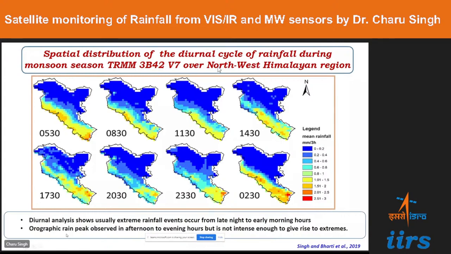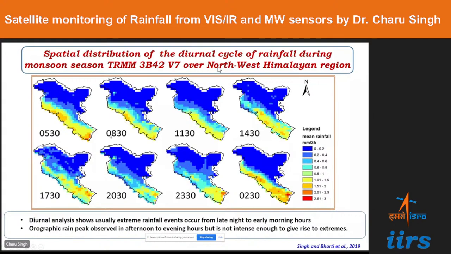And then comes the orographic rain peak. Orographic rainfall is basically associated with warm rain processes and occurs along the windward side of the mountains. These are generally observed in the afternoon to evening hours. But these rainfall events are not intense enough to give rise to extreme rainfall events.